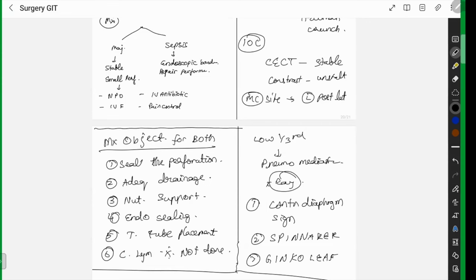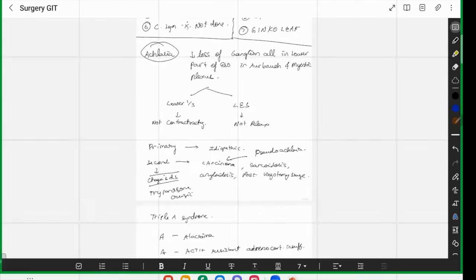Esophageal cancer is over. Next, we have also completed perforations. So finally, achalasia cardia. After completing Barrett's esophagus, esophageal cancer, and all those important topics, we are left with one small topic that includes achalasia. So achalasia cardia is a very important topic.